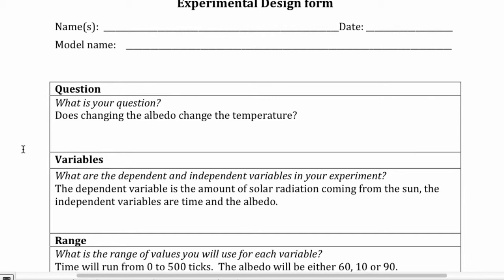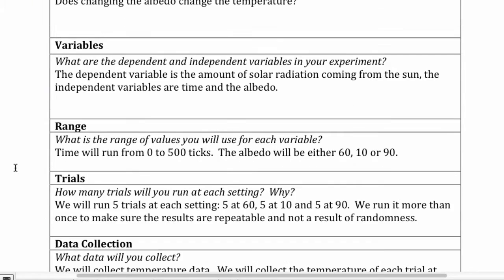So the experimental design form, we'd start off with our question. Perhaps I want to know if changing the albedo will change the temperature of the world. So that will be my question. You need to identify the dependent and independent variables in your experiment, so you know which variables you will be changing and which ones will stay constant.